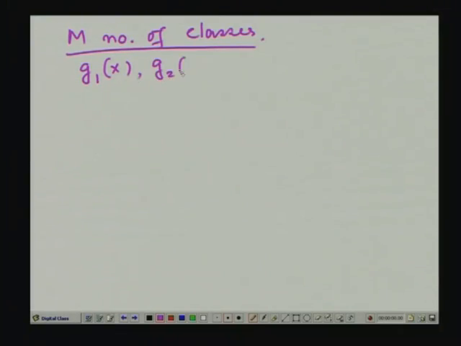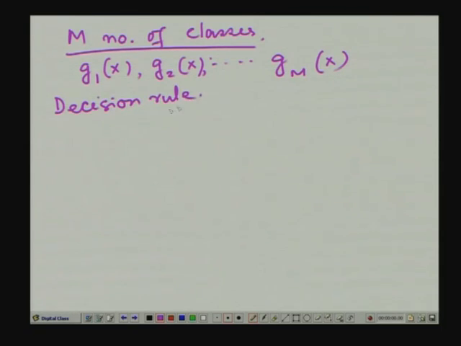Now, what happens if we have multiple classes of objects? Suppose we have m number of classes of different objects. In such a case, the usual practice is that for every class you design a discriminant function. That means, I have a set of discriminant functions g 1 x, g 2 x, like this, up to g m x. And in such a case, our decision rule will be something like this. g i x is the discriminant function for class omega i.